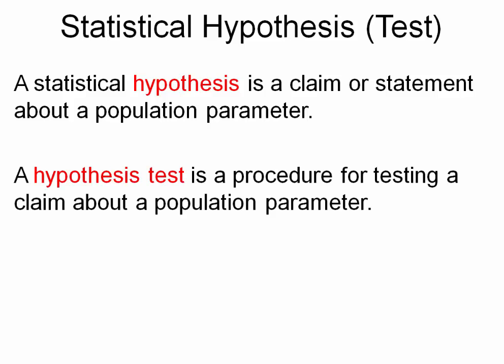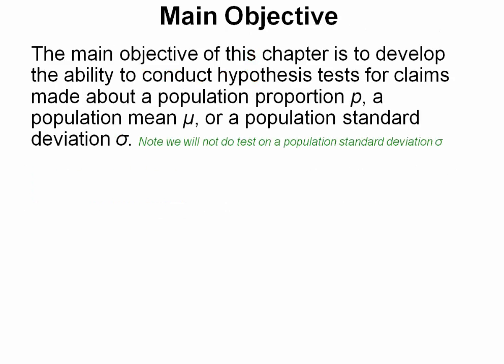A hypothesis test is where we take information, put it through a statistical process called a hypothesis test to test the claim about the population parameters as previously discussed. The main objective that we're going to consider in this lesson is the ability to conduct a hypothesis test for claims made about a population proportion, a population mean, or a population standard deviation. However, in this case, we will not cover the population standard deviation.